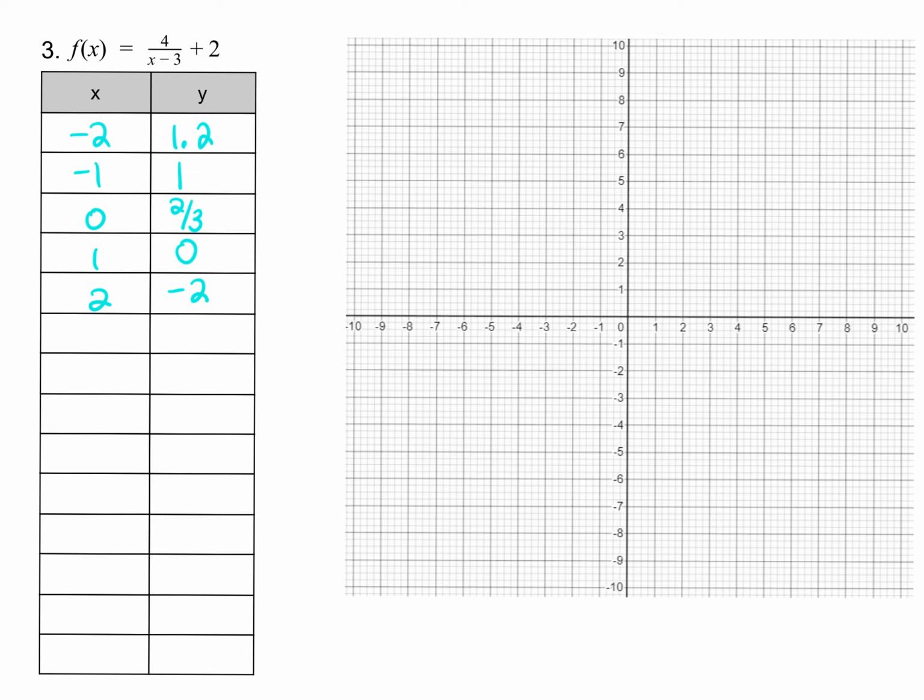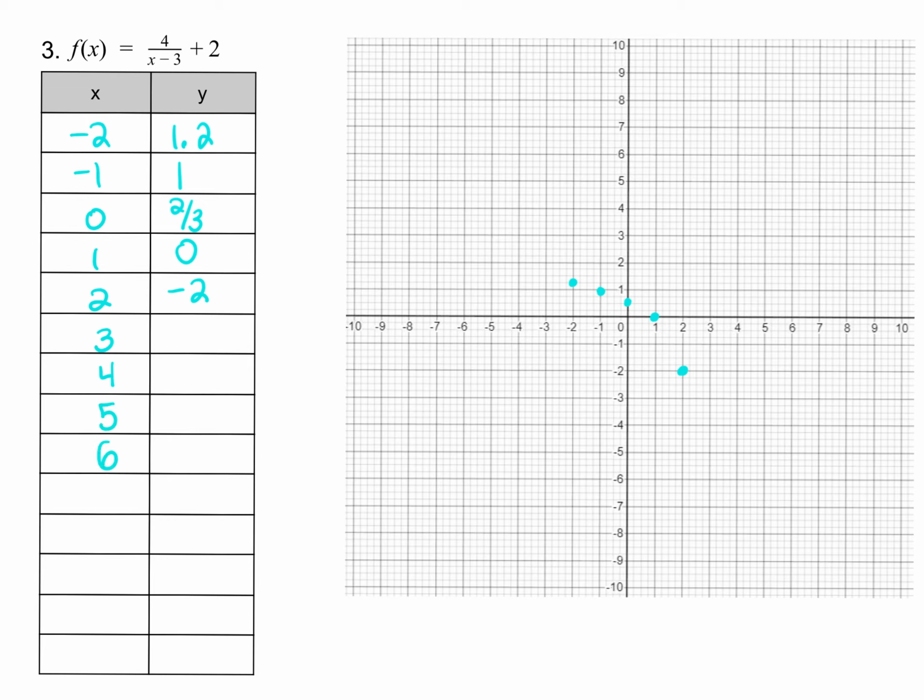So if I plot the points I have here, -2, 1.2 is going to be right about there. -1, 1. 0, 2/3. 1, 0. 2, -2. I don't really have a good idea of what's going on here. It looks a little strange. So I'm going to put a few more points in. Let's see, we'll do 3, 4, 5, 6 and see what that does.